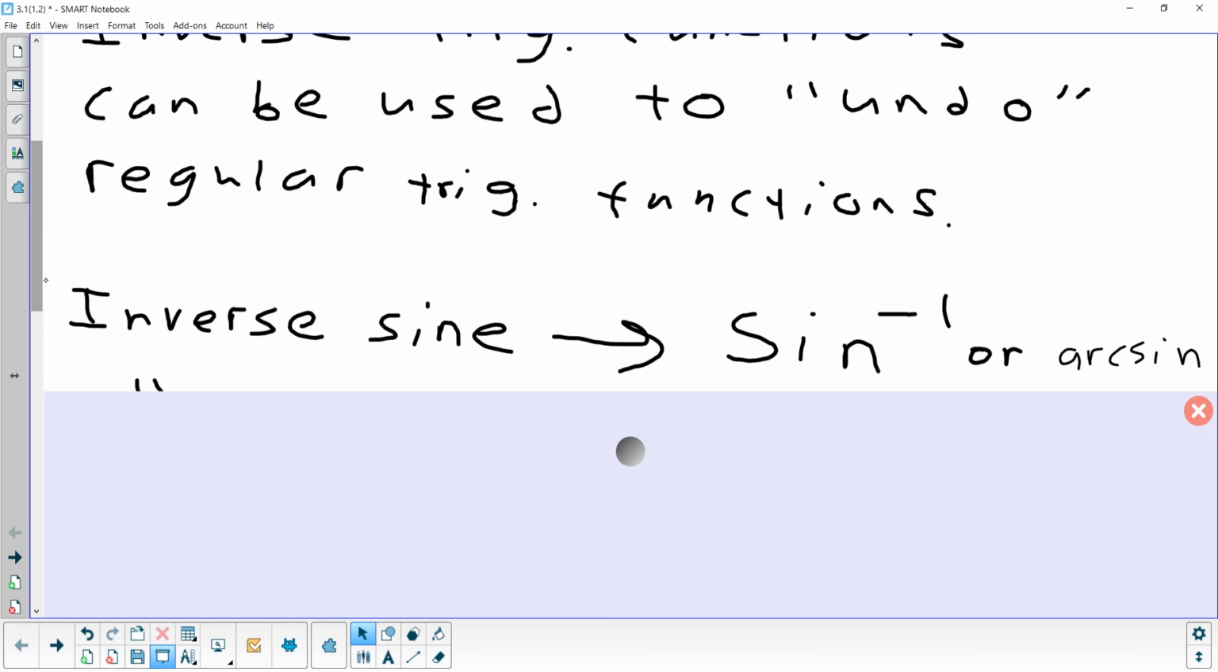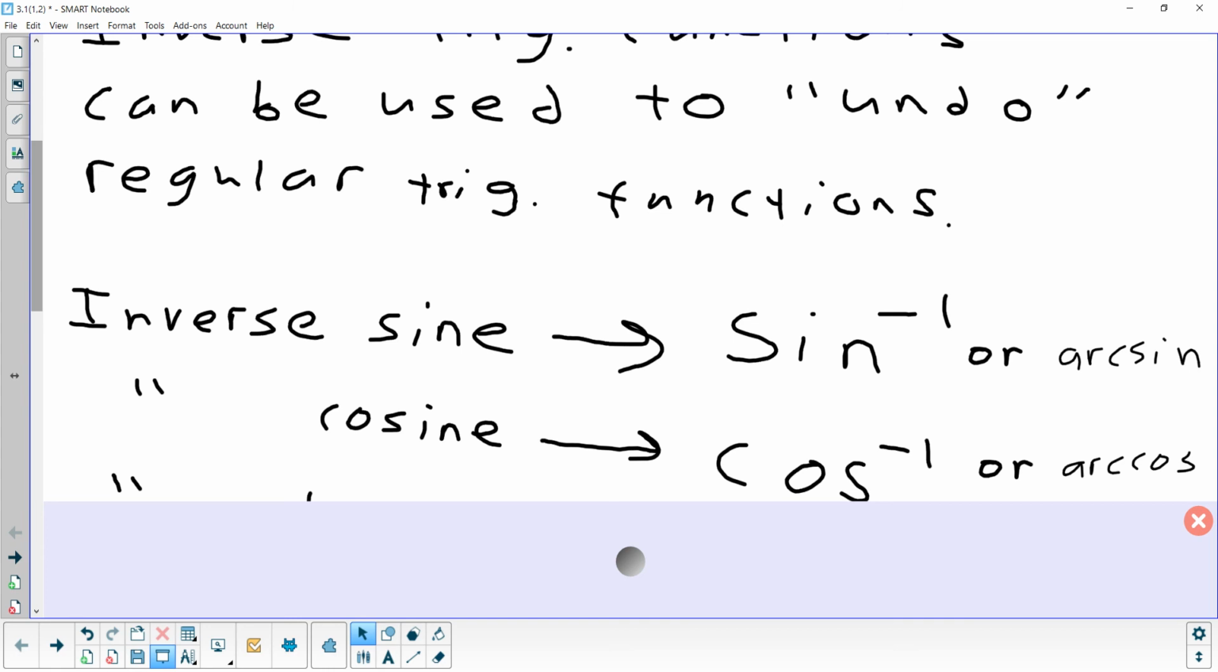Another way you might see inverse sine written is arc sine, A-R-C-S-I-N. Some calculators actually still use that symbol. But the graphing calculators that I have and the ones that you check out for a test use the sine to the negative. It looks like a -1 power, but to be clear, that -1 actually has nothing to do with raising something to a -1. It's just a symbol for inverse sine.